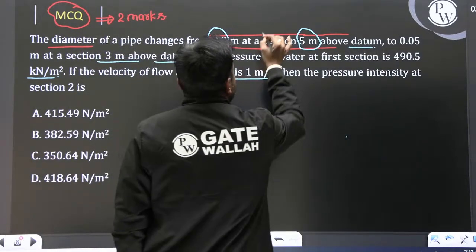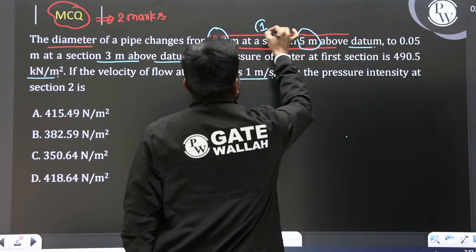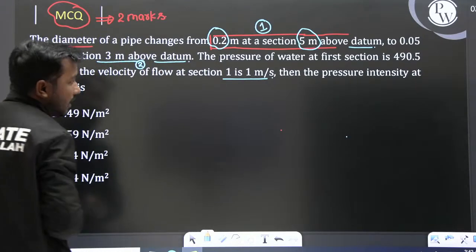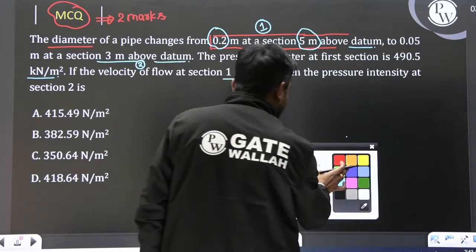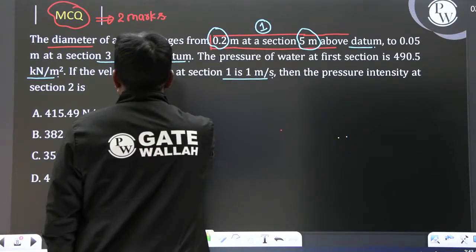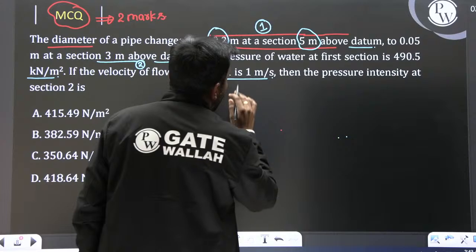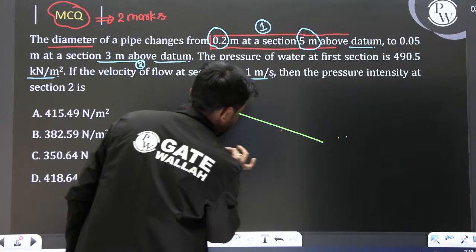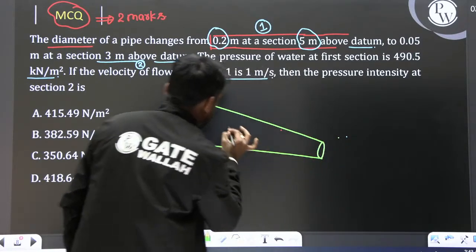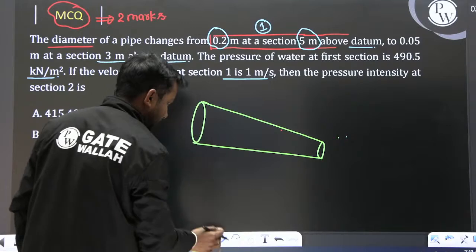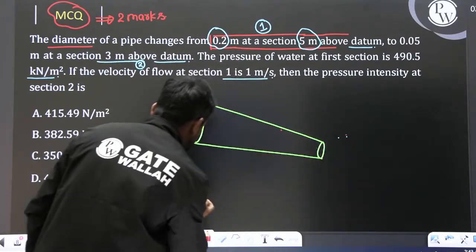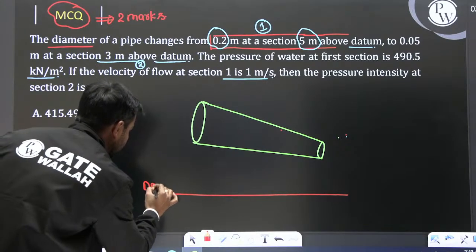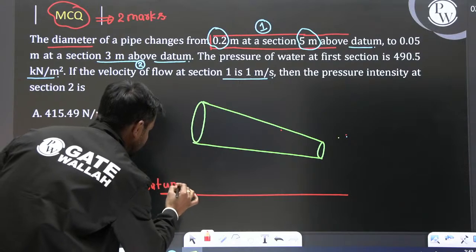So basically they are saying that this section is section 1 and this section should be section 2. Clear? So first we are going to draw the diagram. The diameter of the pipe changes from 0.2 at a section of 5 meter above. So this diagram is like this. This is a converging type of pipe, and let me fix the datum line. So this is our datum line.